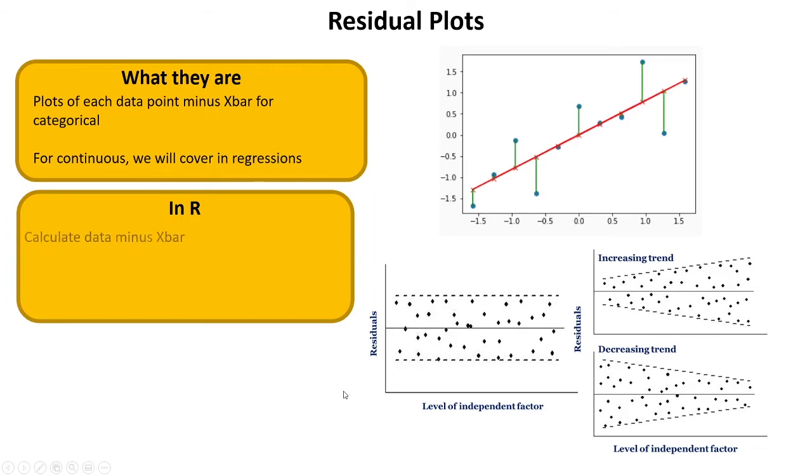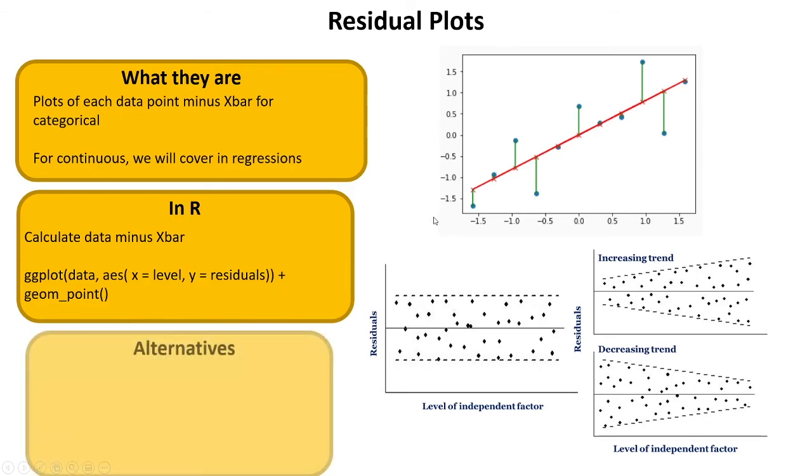So the way you do this in R is by calculating first your data minus x bar in the case of a categorical, or your residuals as they deviate from a line when we cover regressions. And then you'll simply plot those residuals versus the level with ggplot, data, aes, x equals your level, y equals your residuals, plus geom_point, and you'll generate a residual scatter plot.